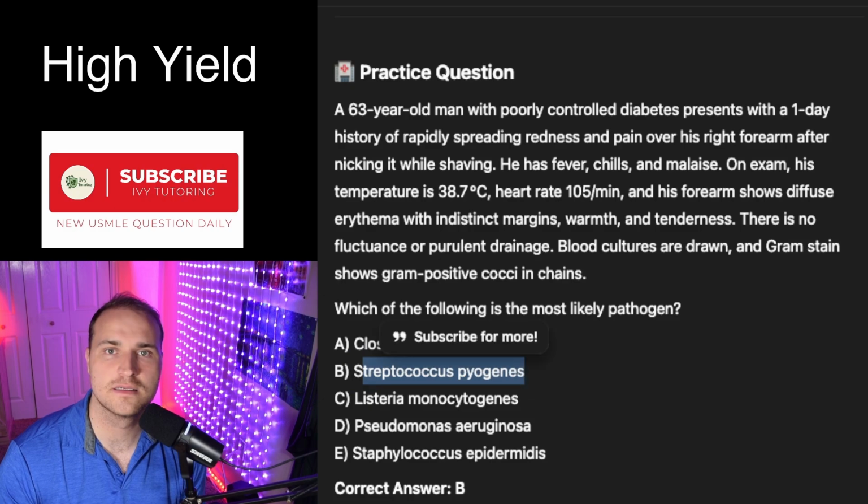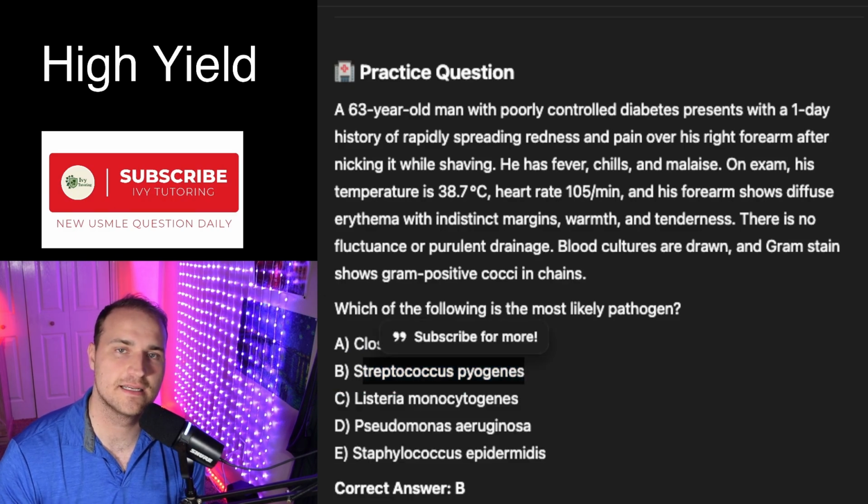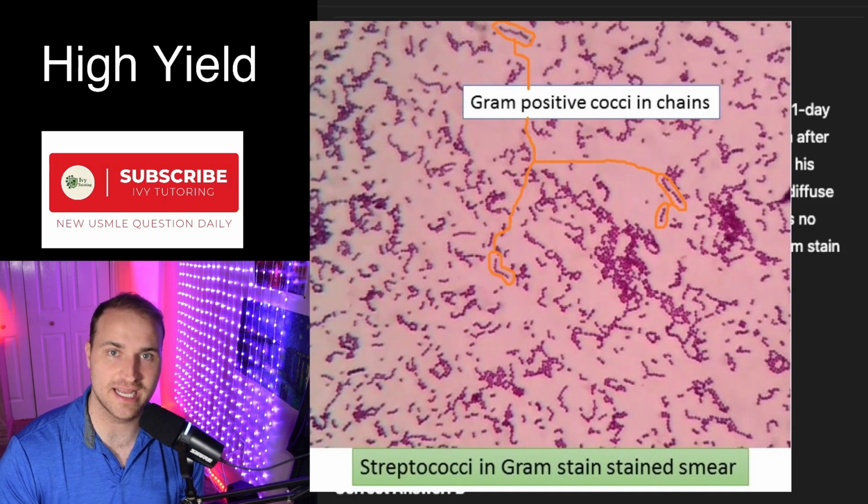Strep pyogenes. So we have acute non-purulent cellulitis. Cellulitis is just a fancy word for saying the inflammation of subcutaneous connective tissue. And you've got systemic signs, so gram-positive cocci in chains definitely points you to your group A beta-hemolytic streptococcus, that's strep pyogenes, and that's a leading cause of cellulitis that spreads via your tissue planes.